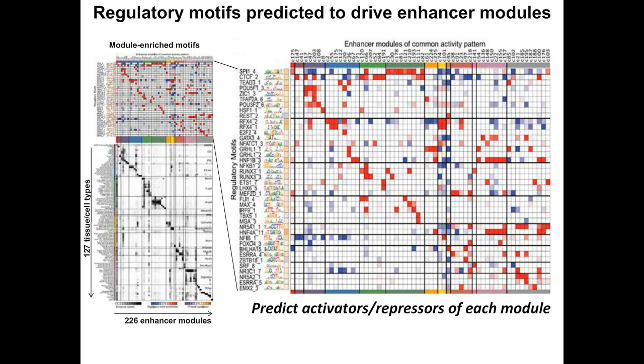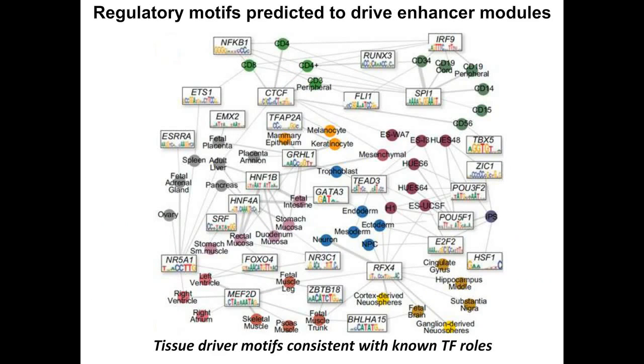So that allows us to now predict a systematic catalog of these regulators for each of these modules, which we can visualize in a simple way as a network that links together each of these regulators to the corresponding cell types that make up the activity of these modules. And you can see here, for example, that SPI1 is predicted to regulate a lot of these B cells, and indeed it is a known regulator of immune cells.